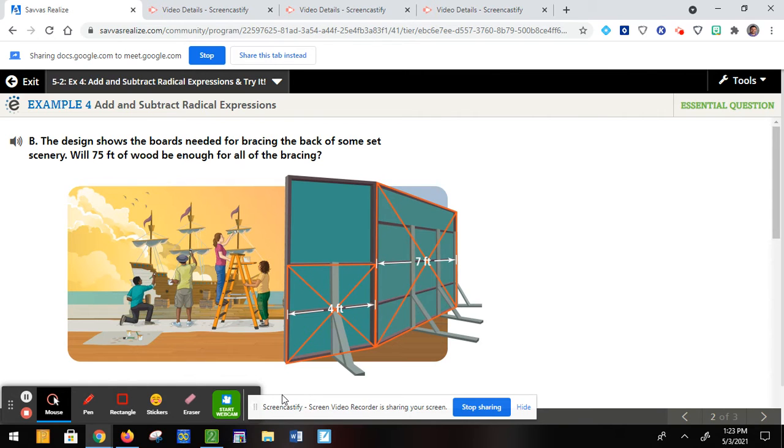All right, second example here. The design shows the boards needed for bracing the back of some set scenery. Will 75 feet of wood be enough for all of the bracing? So you've got that diagram there.